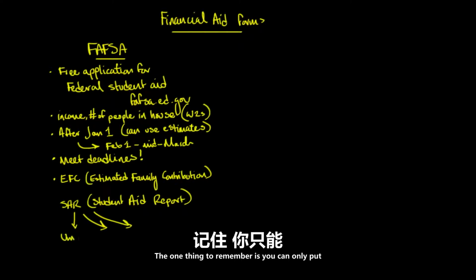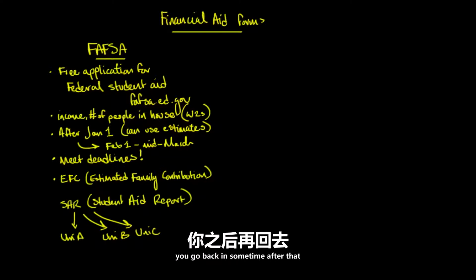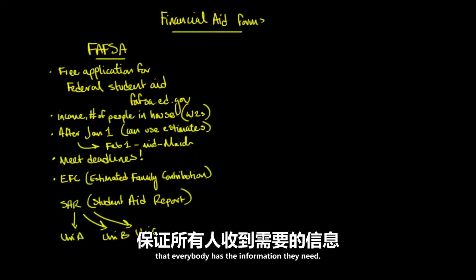The one thing to remember is you can only put 10 schools on that list. So if you're going to apply to more than 10 schools, once those are submitted, you go back in sometime after that, you can take some of those schools off and put the other schools on there to make sure that everybody has the information they need.